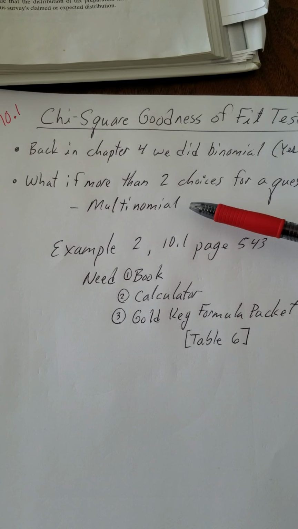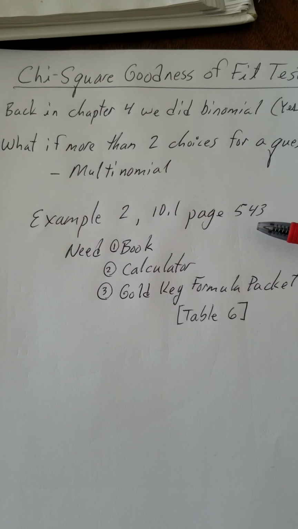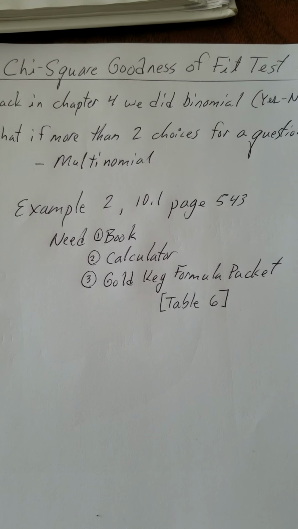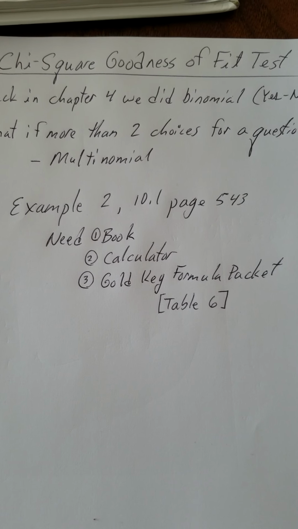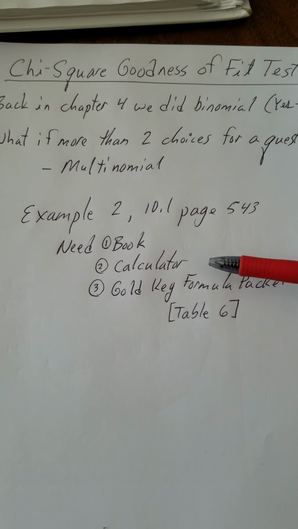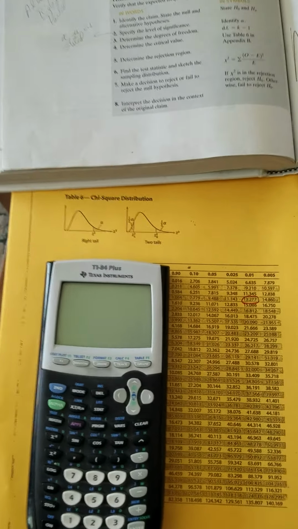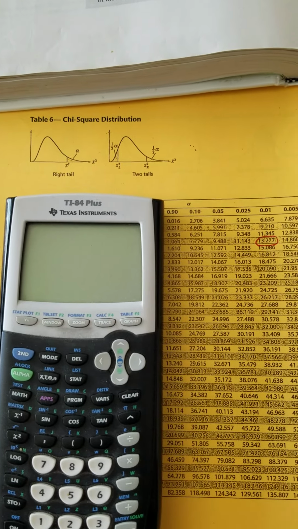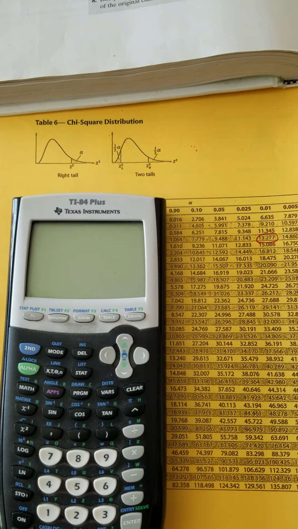Okay, so to look at this, we'll use example 2 in 10-1 on page 543. And what you'll need is your book, calculator, and gold key formula packet. Particularly, we're going to be looking at table 6. So your book, and there's some of table 6 there. We'll be looking at that table 6 for the chi-square distribution.